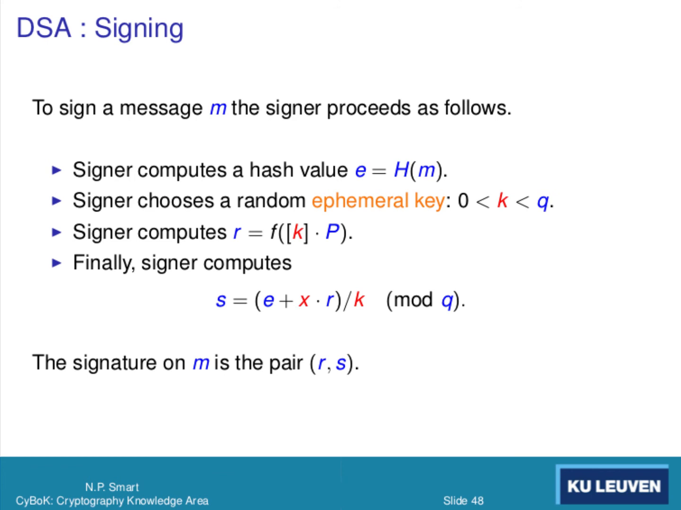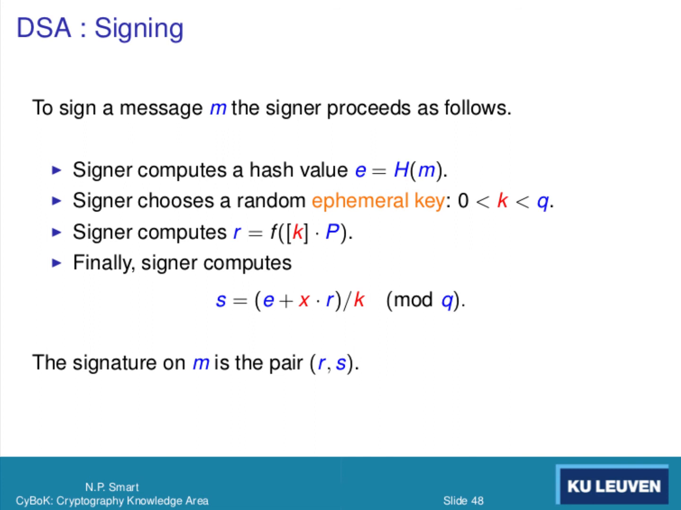The signer hashes the message to get some value E. That's the first stage. The second stage is the signer picks a random key K between 0 and Q, and then forms K times P. This K times P is converted to an integer mod Q, which we call R, and then the final signature S is (E plus X times R) divided by K mod Q. The signature on the message is the pair R and S.